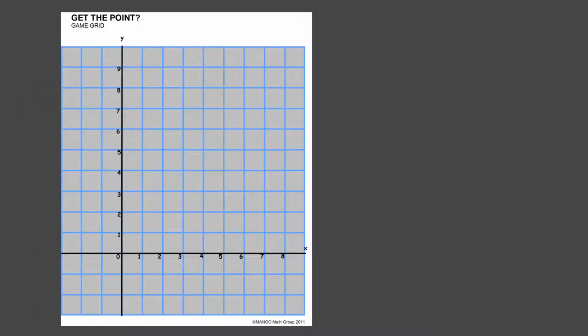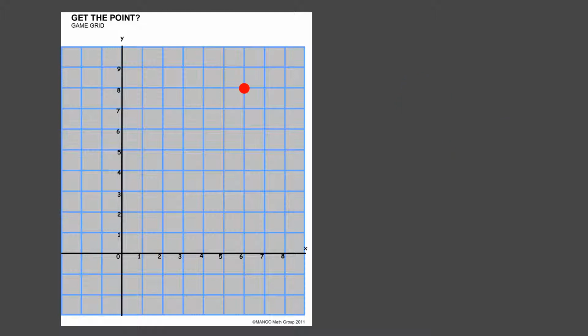To play this game, students will start with the grid, and they will take turns rolling the dice to get 2 numbers. They can determine if they want those numbers to be positive or negative, and they will then plot them on the grid. They can choose which one is the X number and which one is the Y number, and plot that point. So in this case, I had 6, 8, so I went over 6 and up 8 and plotted my point.